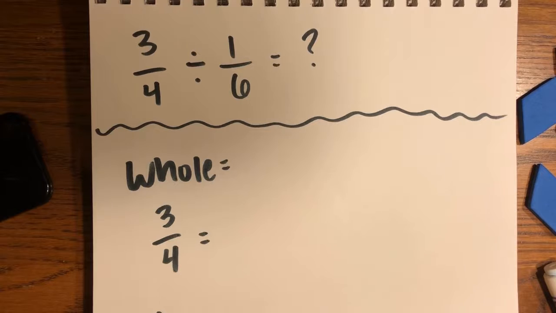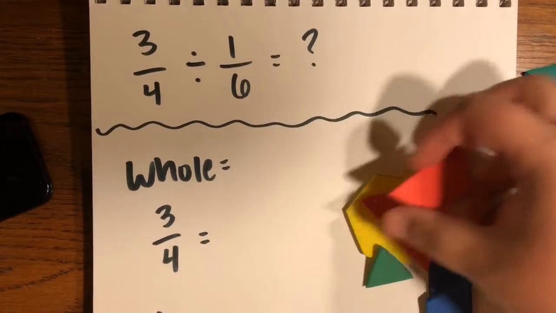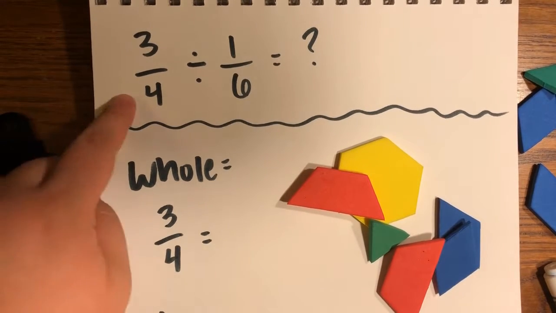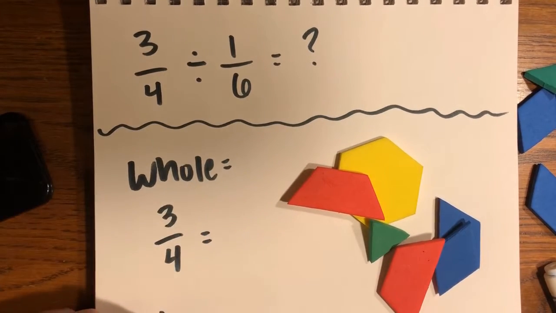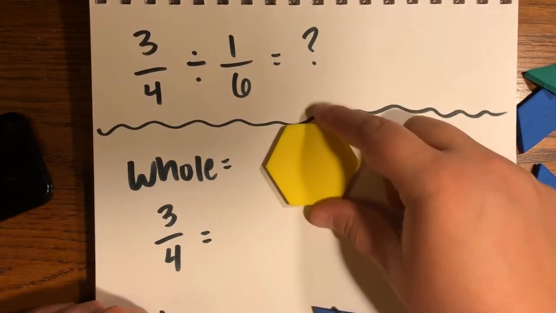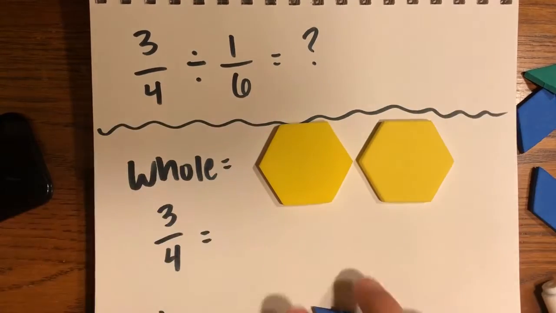So the first thing you always want to do is determine what your whole is going to be. So we need to find something with our pattern blocks, these guys. What is our whole? What both a 1/4 and a 1/6 can go into. Now we can't use just one hexagon. We need to use two, and I'll show you why.